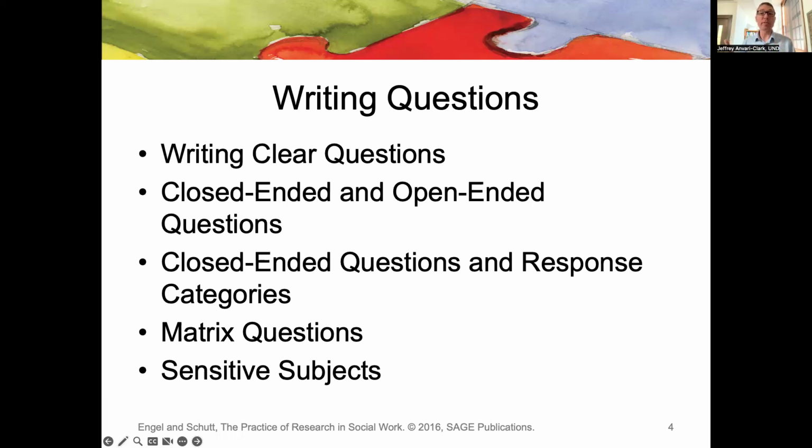So needing to have sufficient response categories. We can use matrix questions, and we also want to be mindful of sensitive subjects. Sometimes people don't want to answer questions because they may not feel comfortable. And if they don't feel comfortable, are they going to simply drop out of the whole survey? Or do we let them skip that particular question and then keep going on? In which case, then some data is better than nothing.